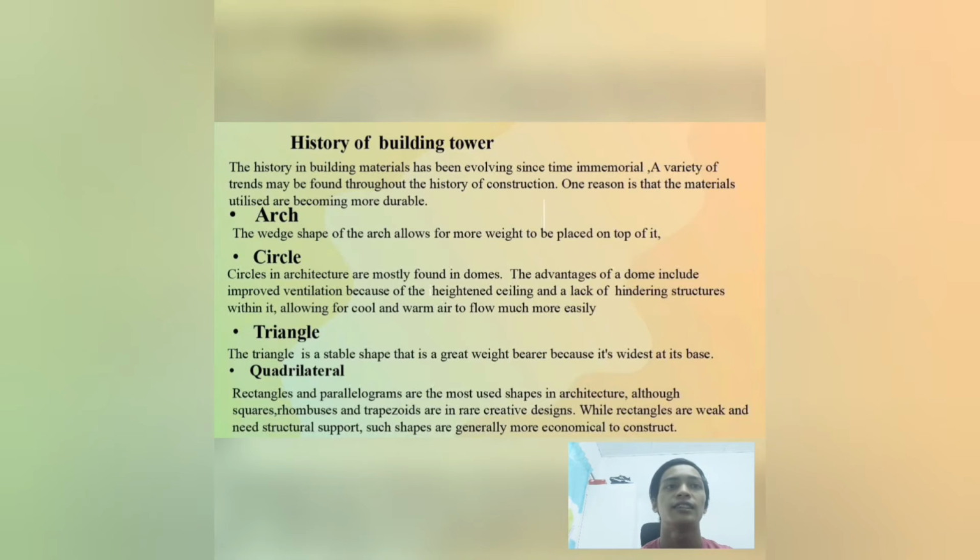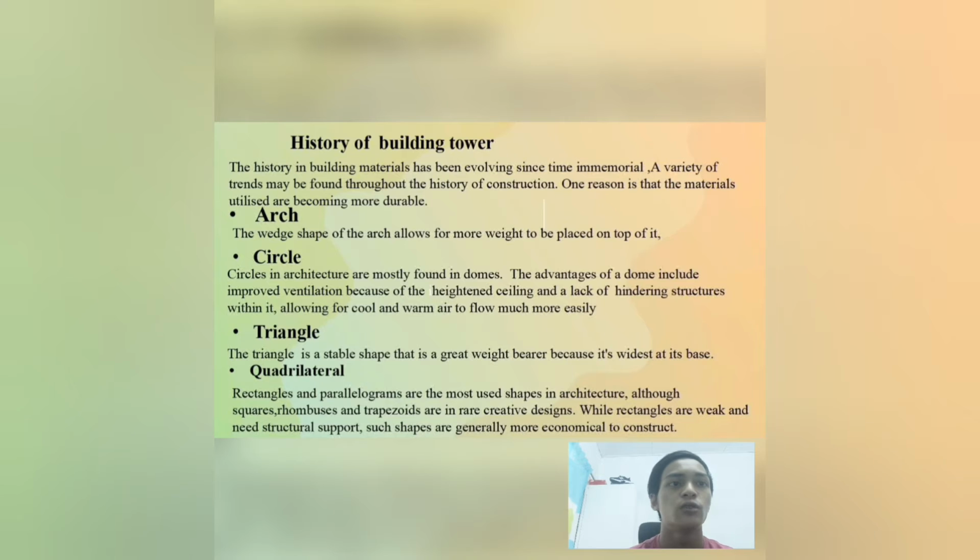Second is circle. Circle in architecture are mostly found in domes. The advantage of a dome include improved ventilation because of the heightened ceiling and a lack of hindering structure within it. Also allowing for cool and warm air to flow much more easily. And the third is triangle. The triangle is a stable shape that is a great weight bearer because it's widest at its base.